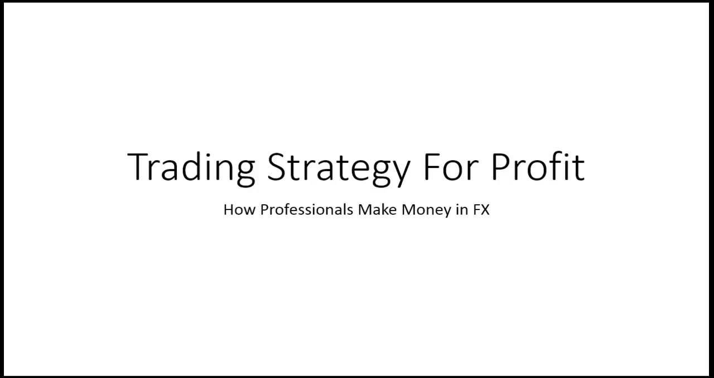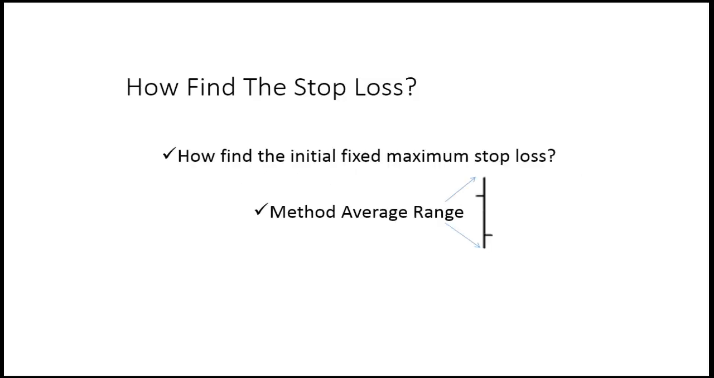So given that we now know it's less to do with how often we win and how often we lose, but how we limit our losses, how then do we limit our losses? That's the next stage that I want to build up to. And that begs the question, how do you find a stop loss?